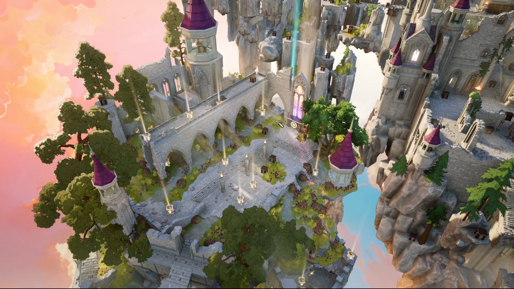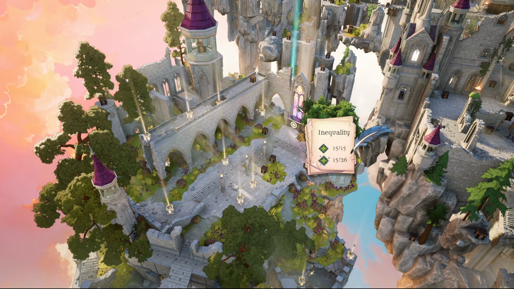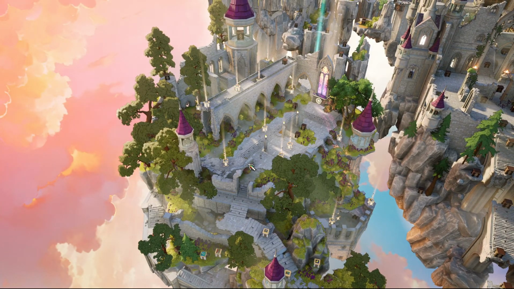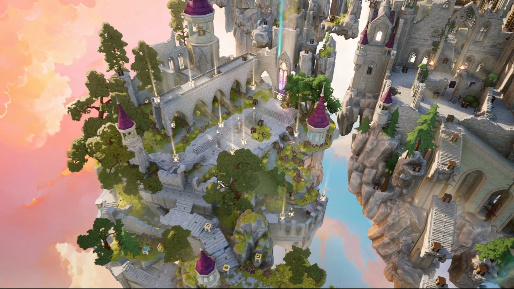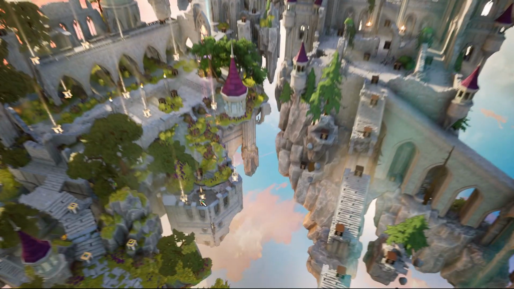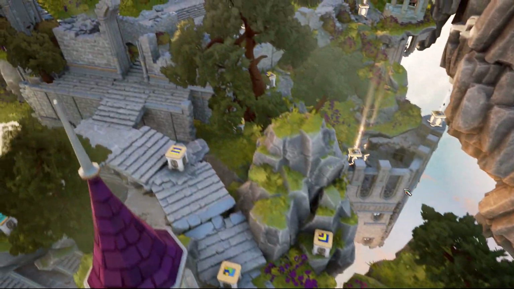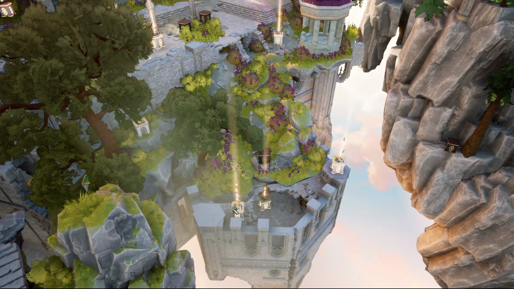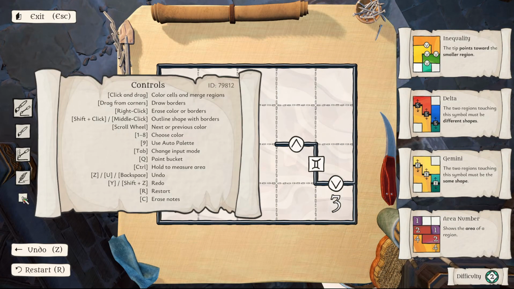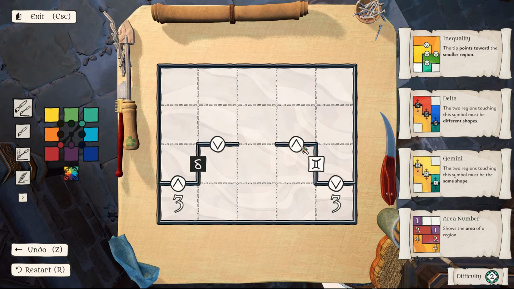Starting from 655 puzzles, and I had just restored the window in the inequality area. So let's do some more. Alright, perhaps I'll go down here. Anything hiding? Alright, let's go here. Difficulty 2, 79812. Okay, so now we've got Delta and Gemini as well. And inequality, Delta, Gemini, area number. Okay.